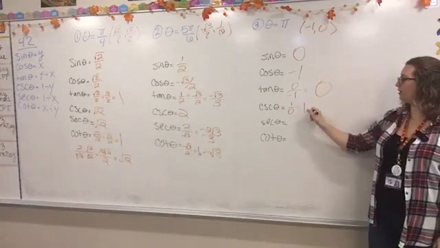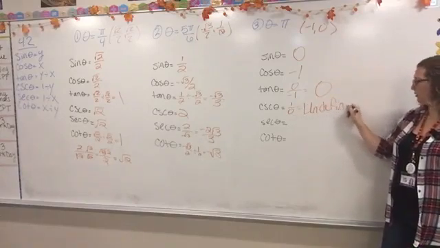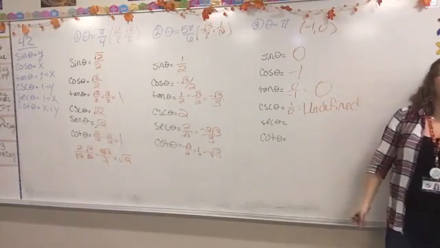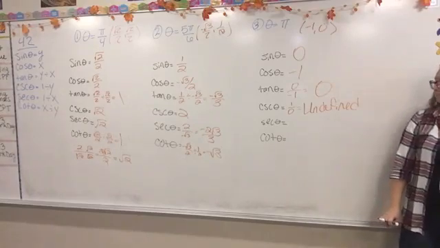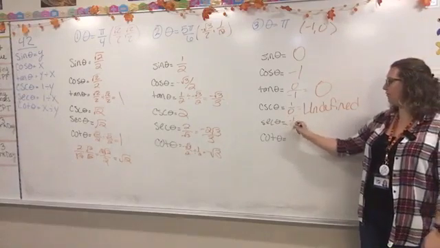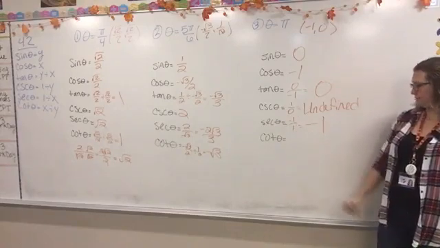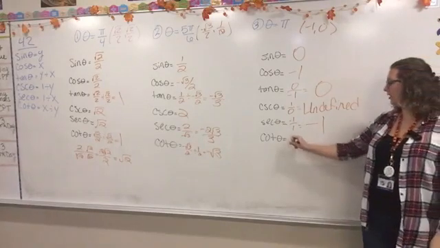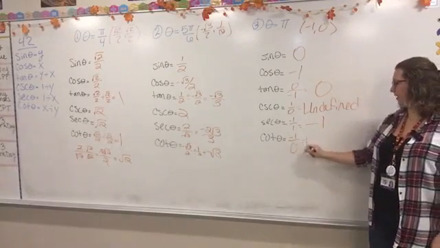Why is it undefined? Because anything divided by 0 is undefined. Can't have a 0 in your denominator, right? So if your 0 is under your line, it's undefined. Remember that. Okay, so then secant, what's the reciprocal of negative 1? Negative 1. And cotangent, what happens when I take x divided by y? Undefined.